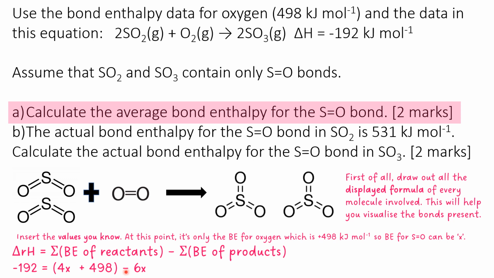So collecting like terms to solve for X, you get minus 2X equals minus 690. So X, our S double bond O bond enthalpy, will be plus 345. A bond enthalpy is based on bond breaking, so therefore it's an endothermic process, hence a positive value will come out of your calculator as opposed to a negative one.